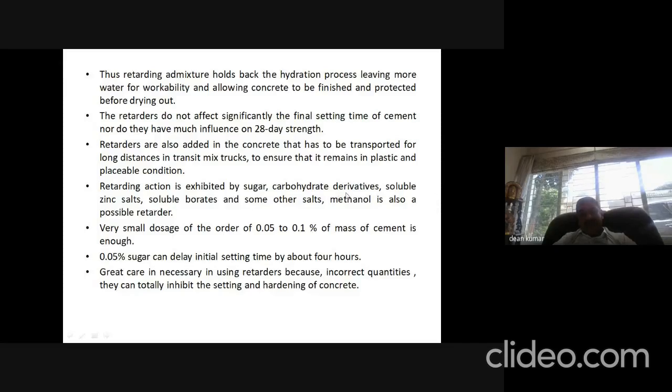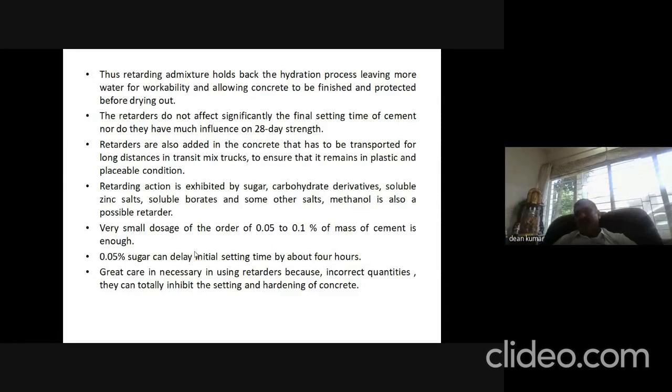Carbohydrate derivatives, soluble zinc salts, soluble borates, and some other salts. Menthol is also a possible retarder. So all these materials are retarders. A very small dosage, of the order of 0.05 to 0.1% of the mass of cement, is enough. So for a retarder, a very small dosage is enough.